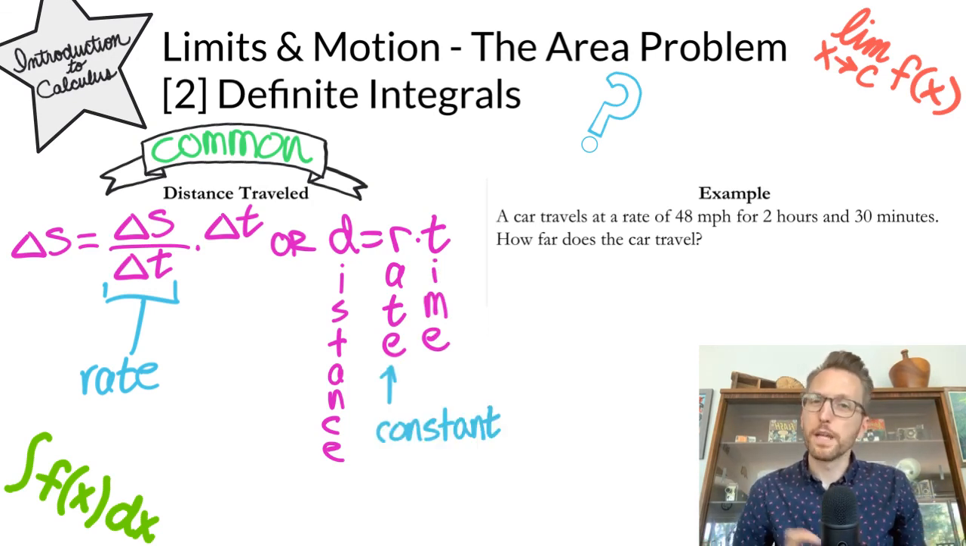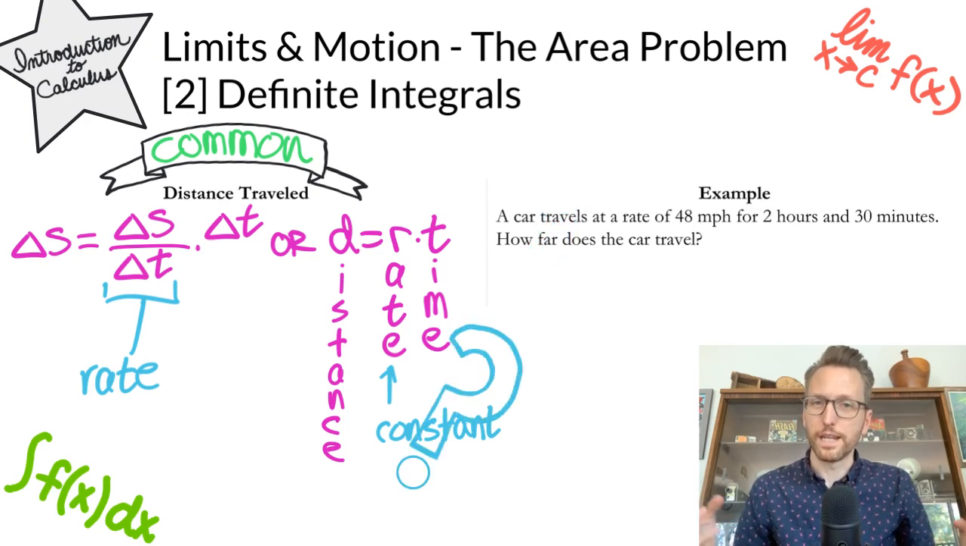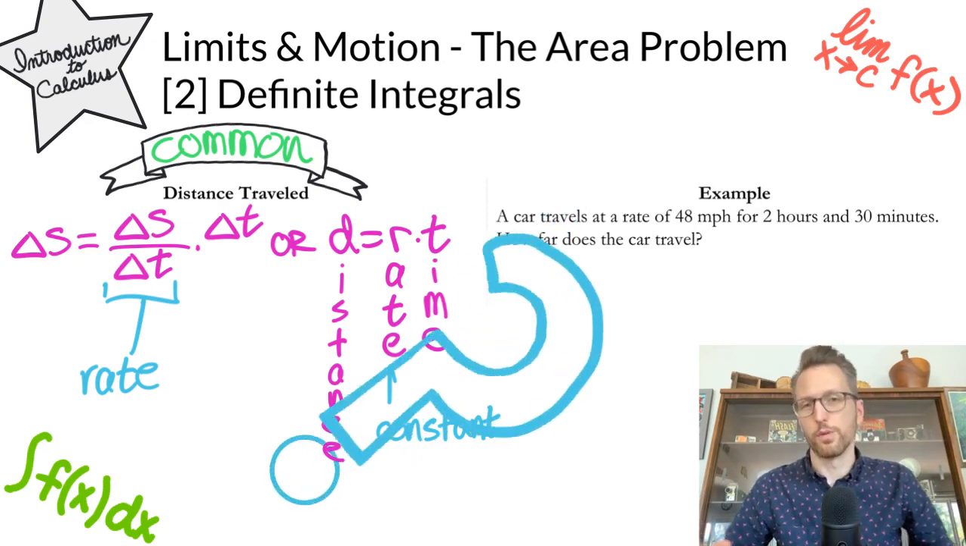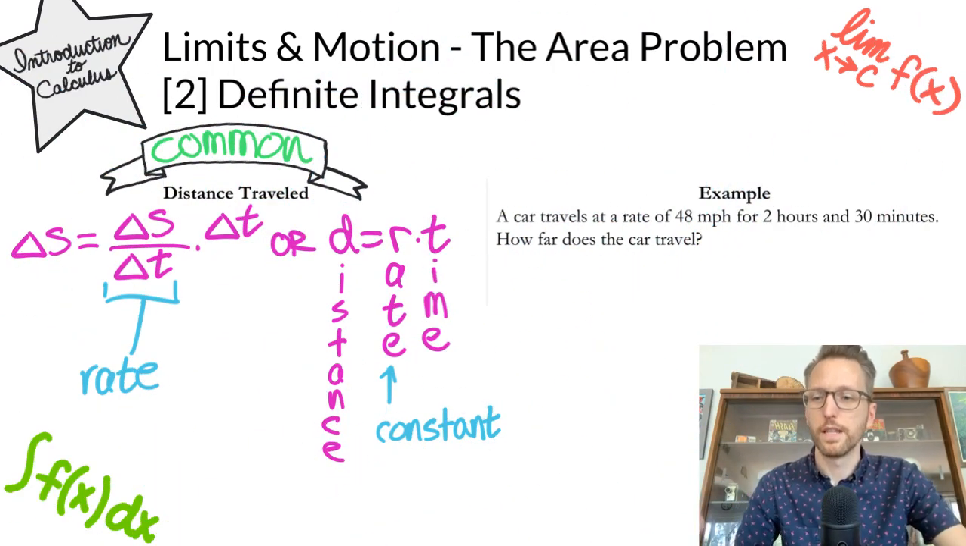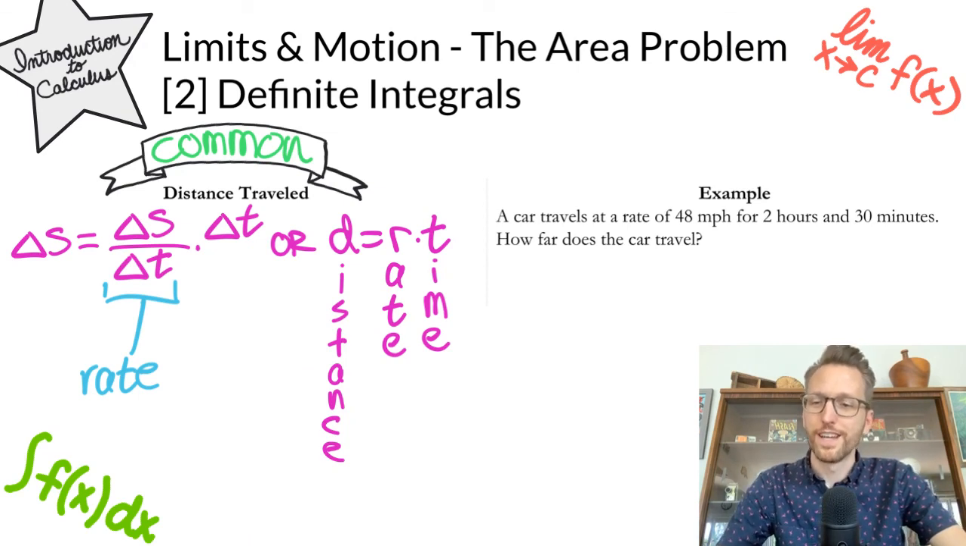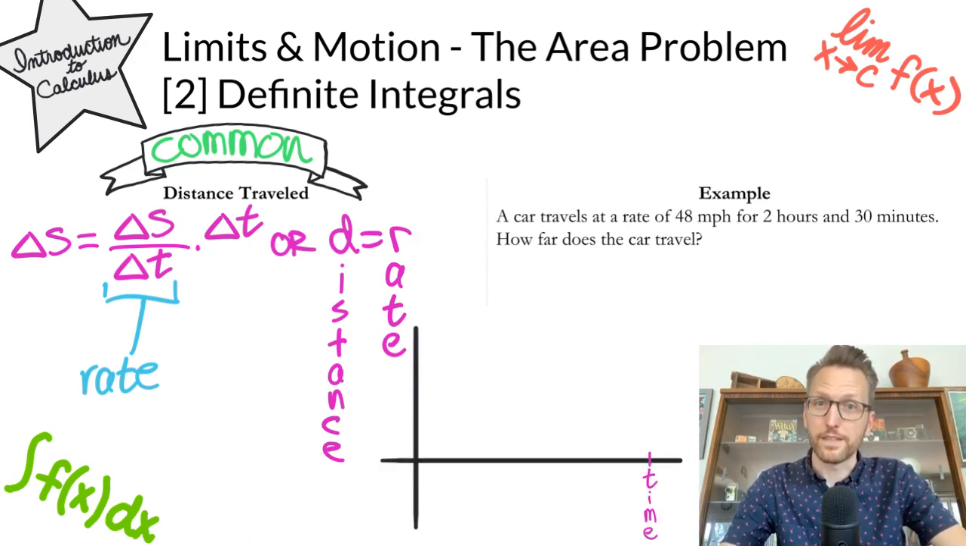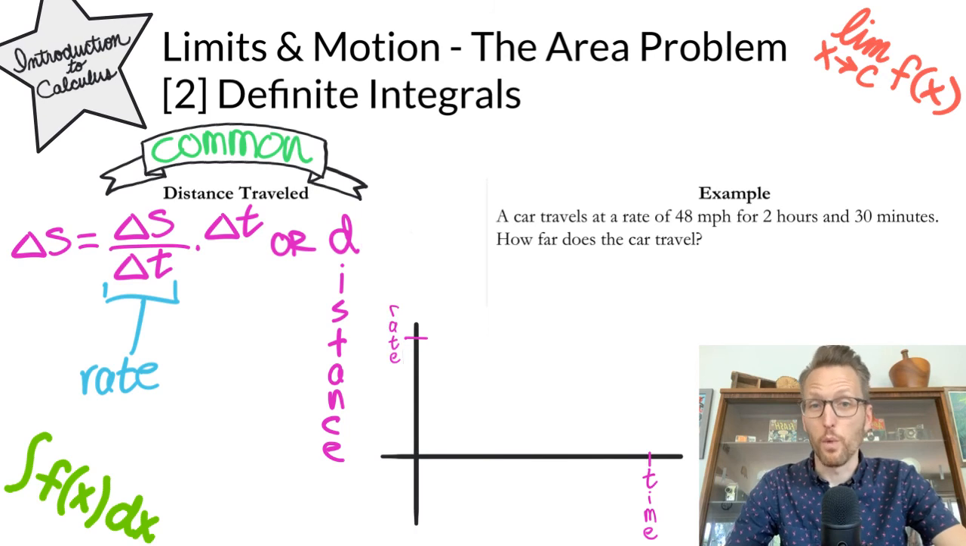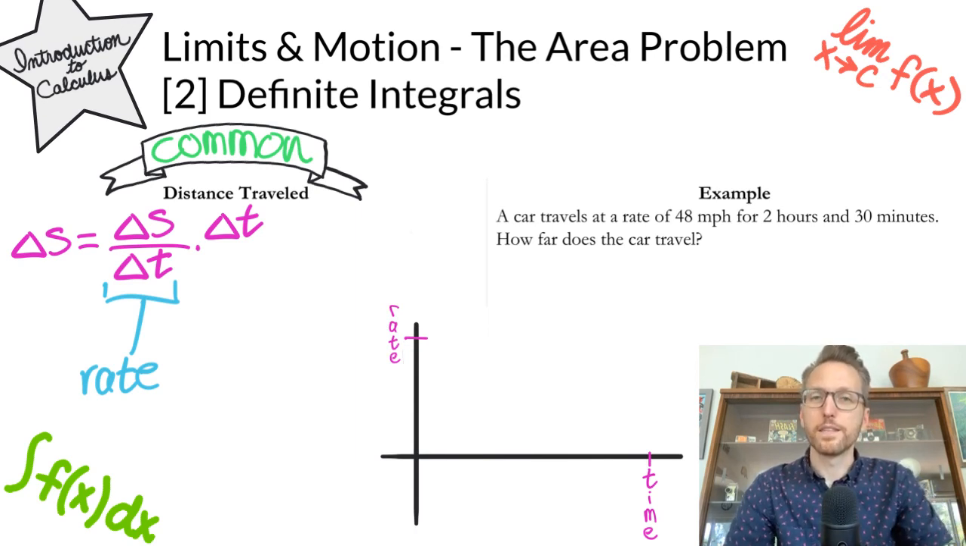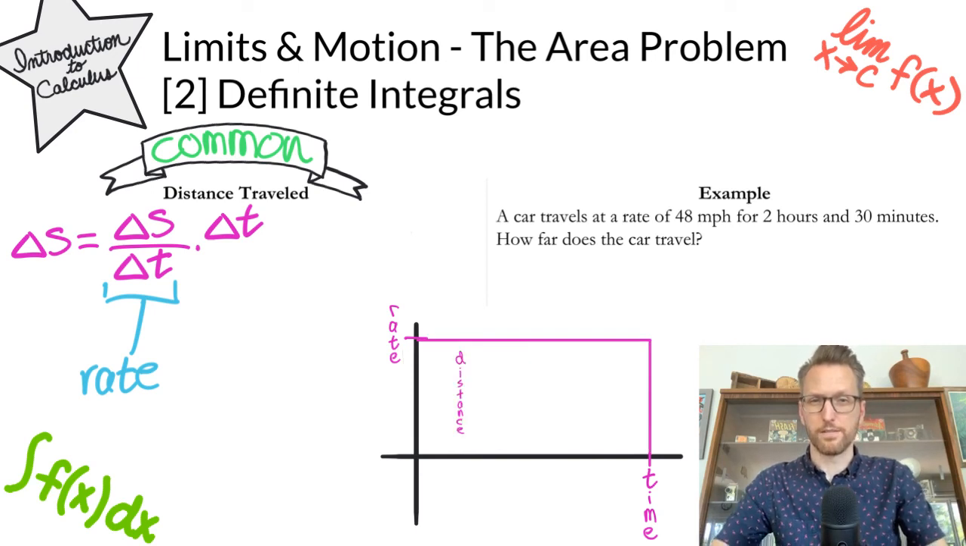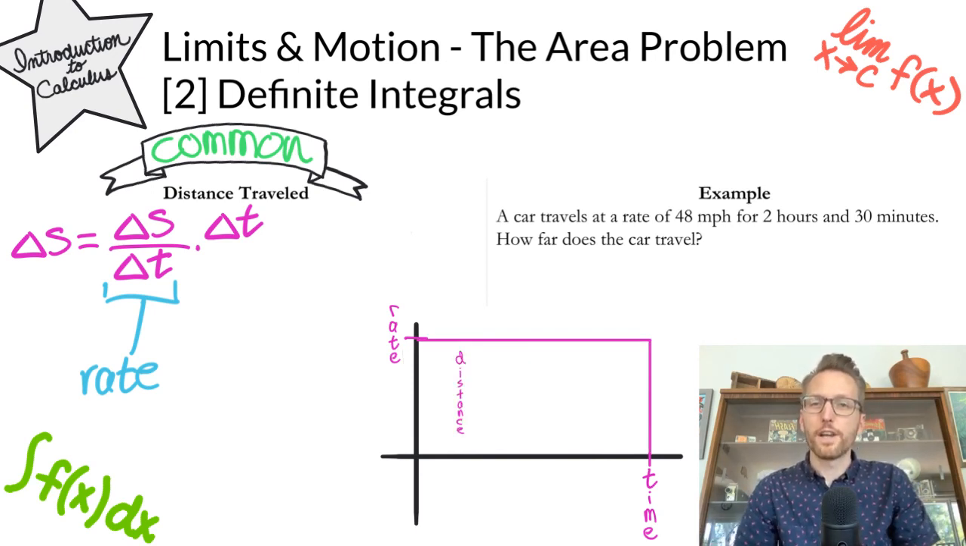But shouldn't there be a way that we could do this when the rate isn't constant? Whoa. Chill out. Let's try to visualize this first. We could take time and plot it on the x-axis and the rate and plot it on the y-axis. That means the distance traveled is simply the area of the rectangle. Hey, that's great. We found a connection between distance traveled and area, but so far there's no problem.